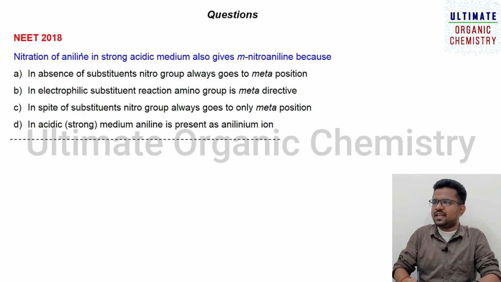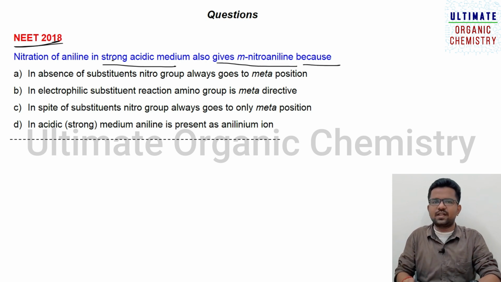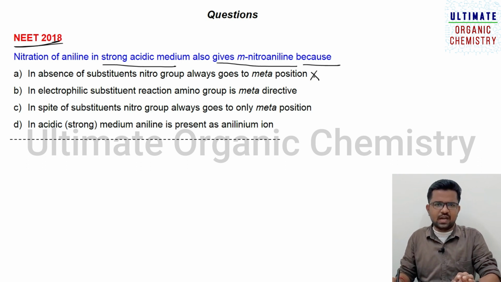First question is NEET 2018. That is nitration of aniline in strong acidic medium also gives meta-nitro-aniline because. So nitration of aniline also gives meta product. What is the reason behind that? So in the absence of substituents, nitro group always go to meta position. No, it is wrong. If you have substituent only, you can say ortho meta para. If you do not have substituent, you should not say ortho meta para. So this option is not at all logically correct.